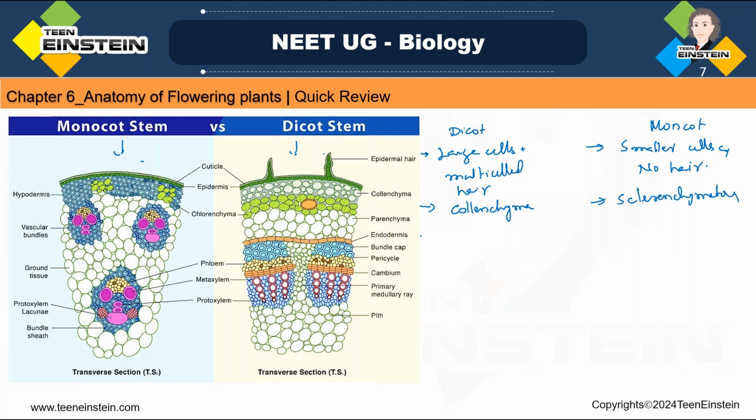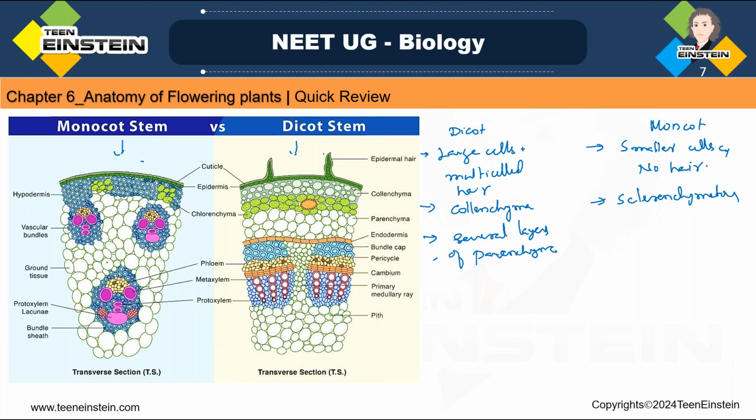And next comes the cortex region. What about the cortex region? Cortex region in the dicot stem is made up of which type of cells? Here you can see several layers of parenchymatous cells. Several layers of parenchyma cells. So cortex is made up of parenchymatous tissue.